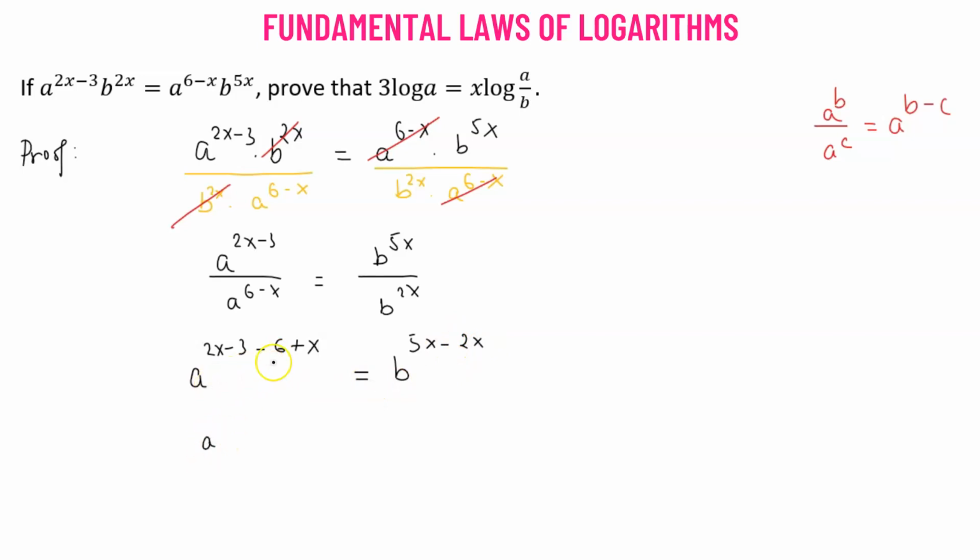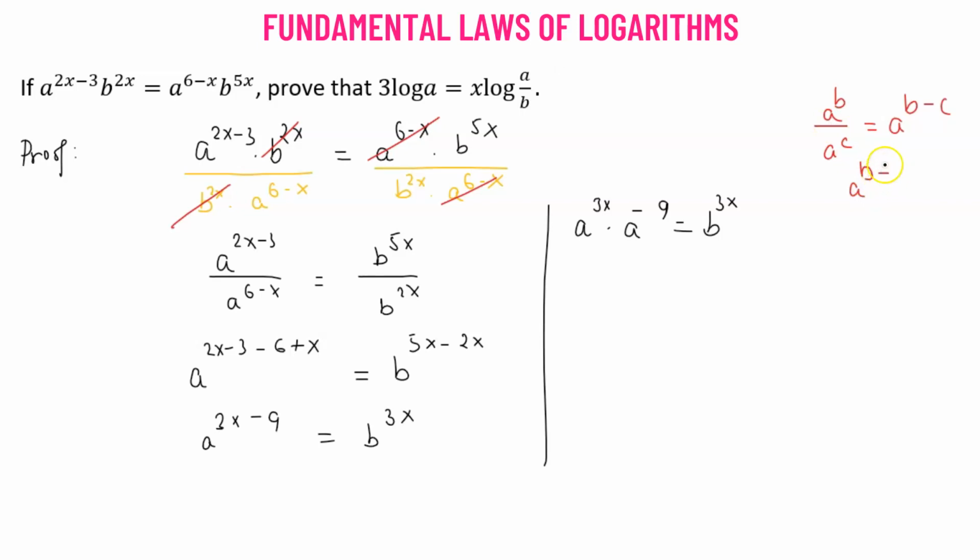Solving, we get a raised to the power of, so 2x plus x will become 3x. Negative 3 minus 6 will become negative 9. So this will be equal to b raised to the power of 3x. Further simplification will give a raised to the power of 3x times a raised to the power of negative 9, equal to b raised to the power of 3x. So here we have broken down the exponent a raised to the power of 3x minus 9 using the law of indices. That means if we have a raised to the power of b plus c, that can also be broken down as a raised to the power of b times a raised to the power of c.